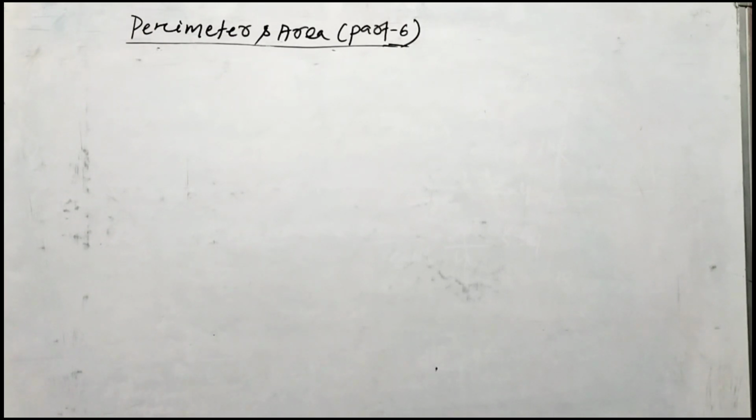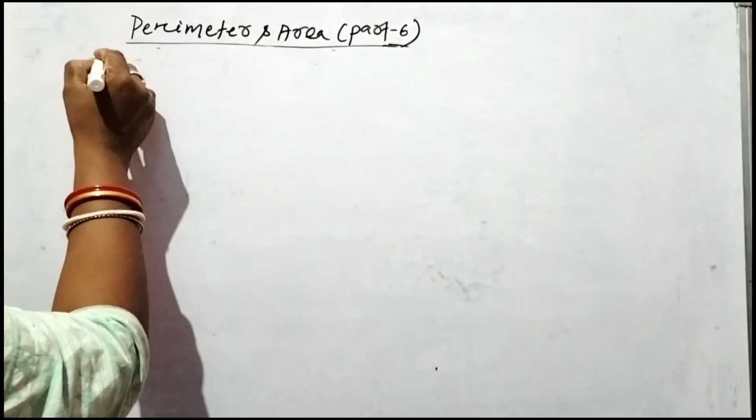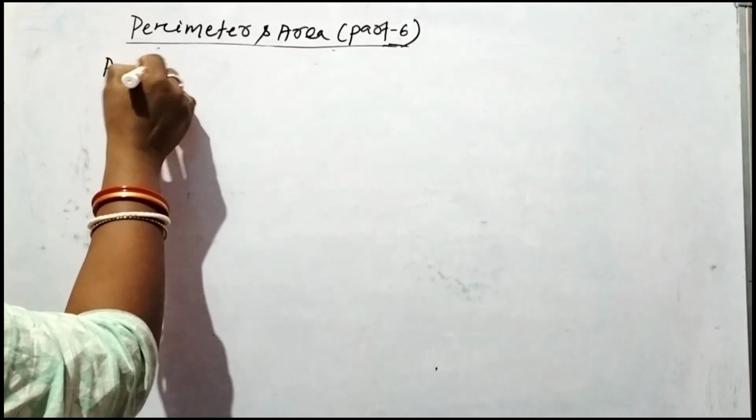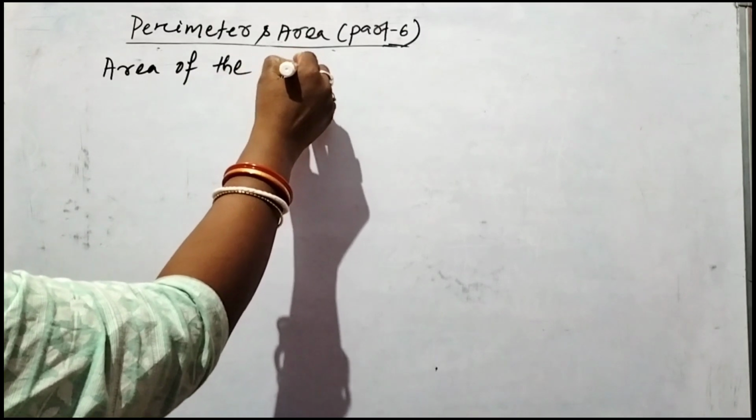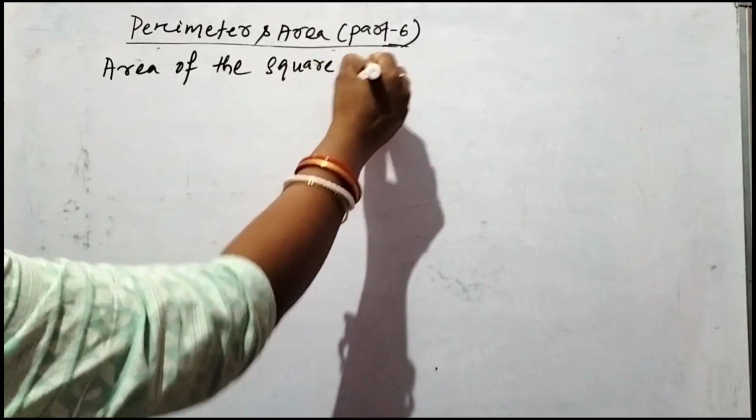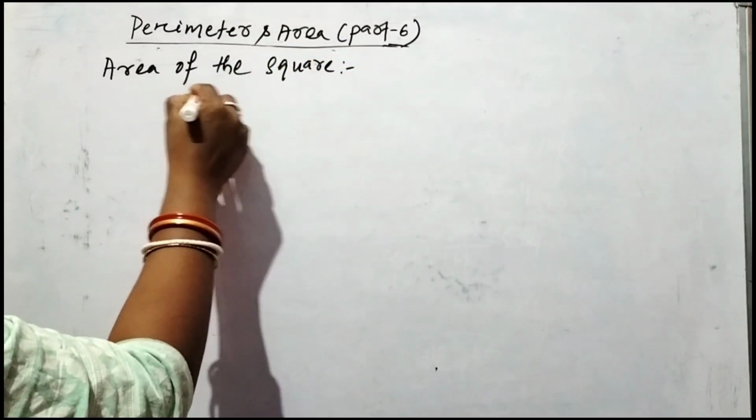So today we are going to discuss perimeter and area, part 6. Today we discuss how to find out the area of the square. As you know, it is a square.